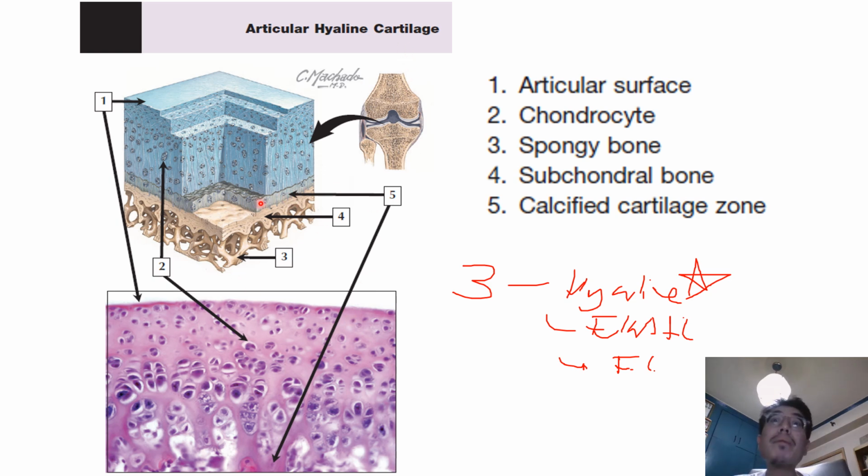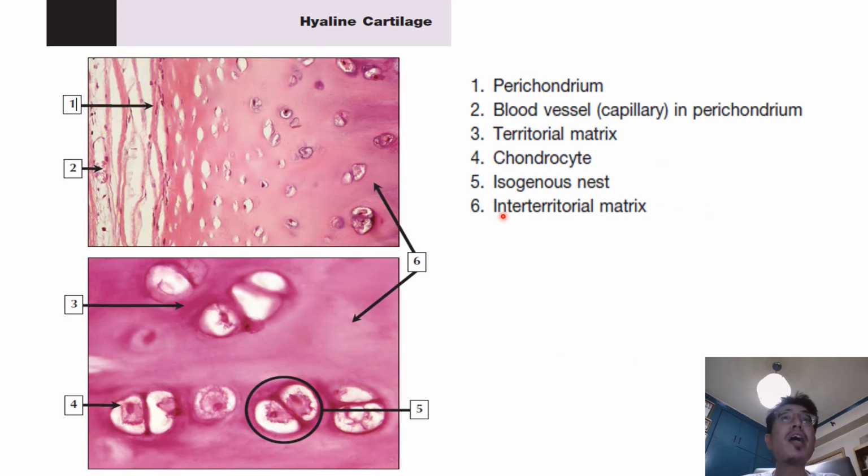The deepest zone, labeled here as number 5, is called the calcified cartilage zone, which, as the name implies, is comprised of calcified cartilage. And it separates the hyaline cartilage above from the subchondral bone below. Besides the articular surfaces of joints, hyaline cartilage is also found at the ends of the ribs where they join the sternum and in the upper respiratory airways, namely in the tracheal and bronchial segments.